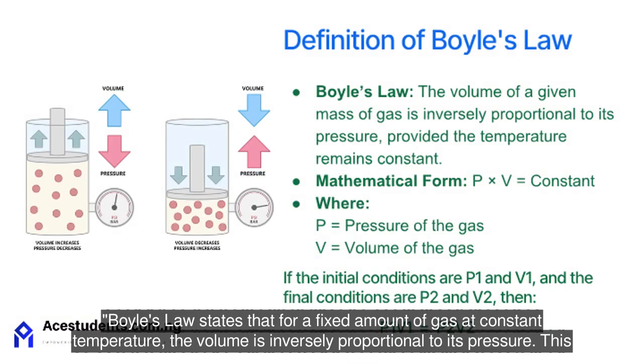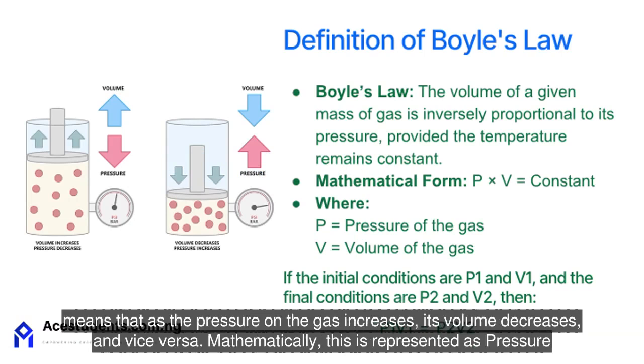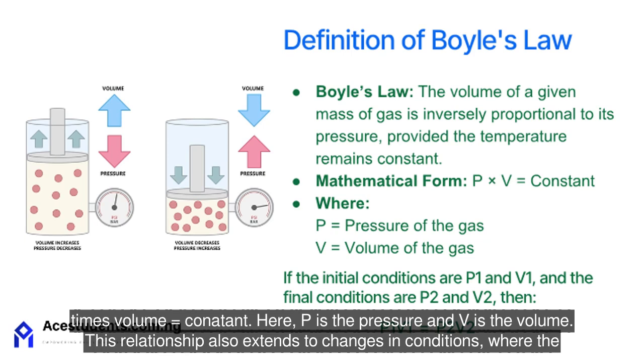Boyle's law states that for a fixed amount of gas at constant temperature, the volume is inversely proportional to its pressure. This means that as the pressure on the gas increases, its volume decreases and vice versa. Mathematically, this is represented as pressure times volume equals constant. Here, P is the pressure and V is the volume.